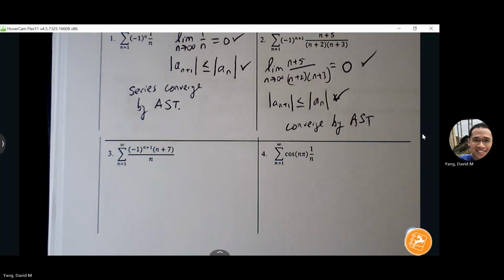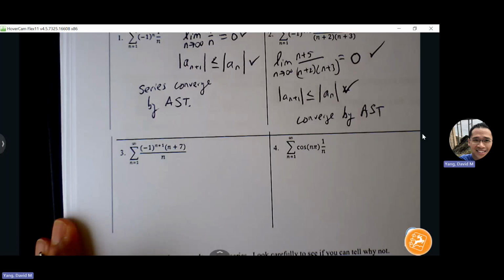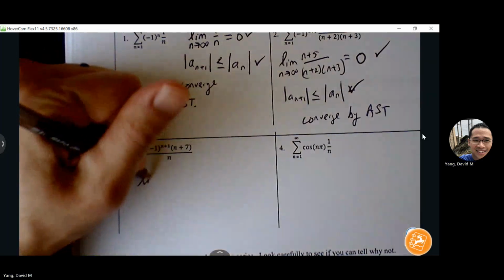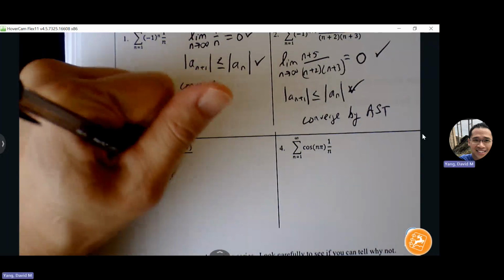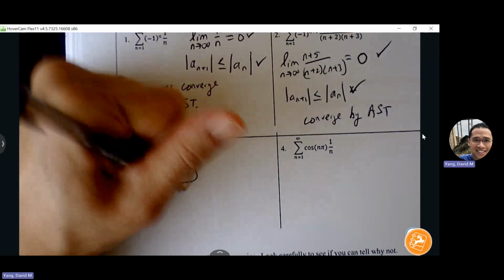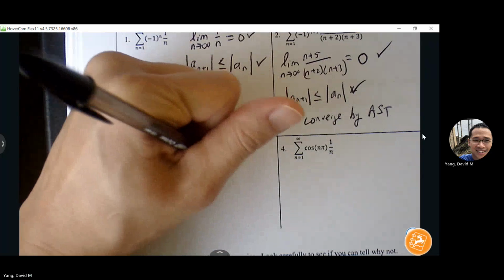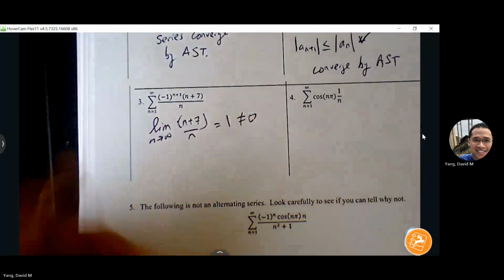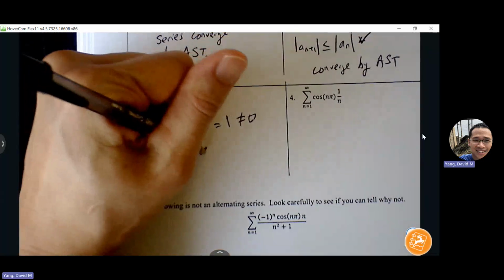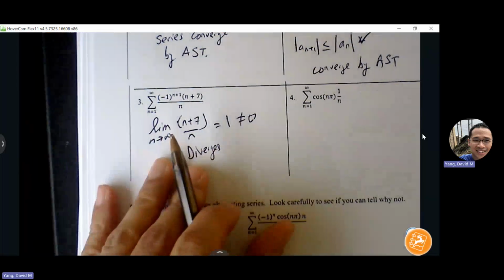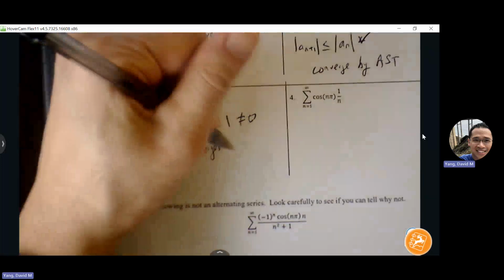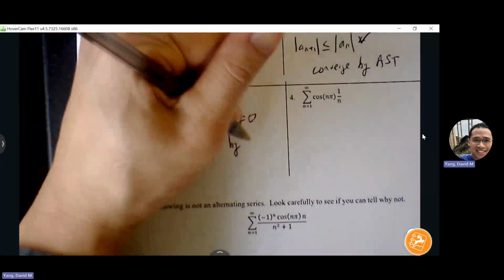All right, what about number 3 here? So what can we say? It diverges. By which test? Well, this is not AST anymore. This is something else. Yeah, nth term test. Good.